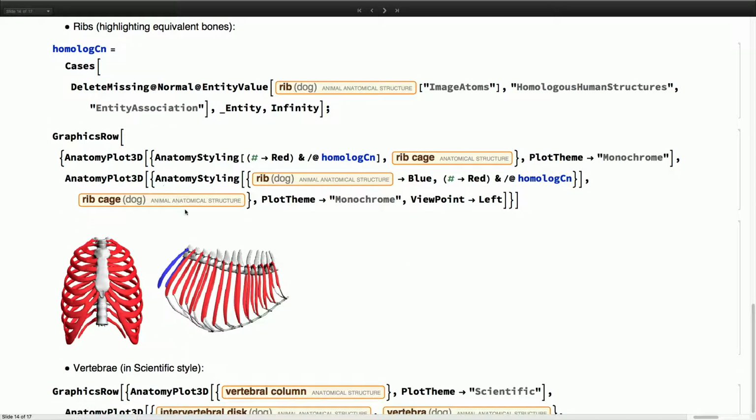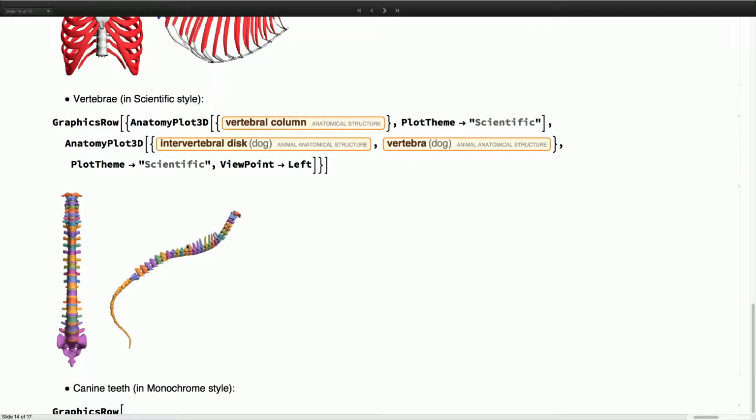So here we compared a rib cage of human and dog, and 12 pairs of equivalent ribs are highlighted in red, and you can see that dog has an extra pair of ribs here. And these are the vertebrae that we use a scientific color scheme to color the individual vertebrae. And you can see that dog has a long caudal vertebra, tailbone, which is vestigial in humans.